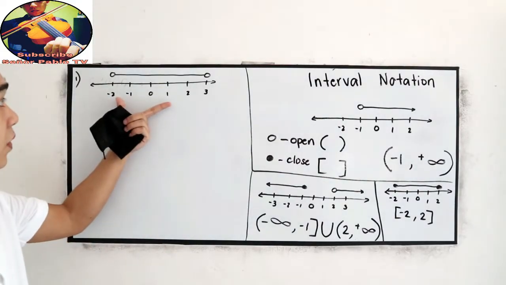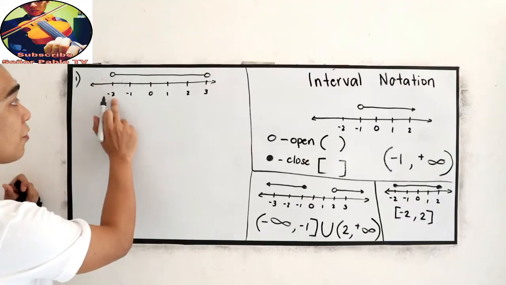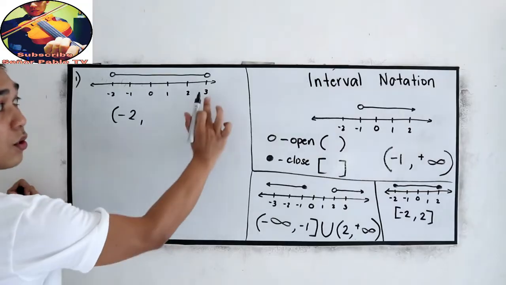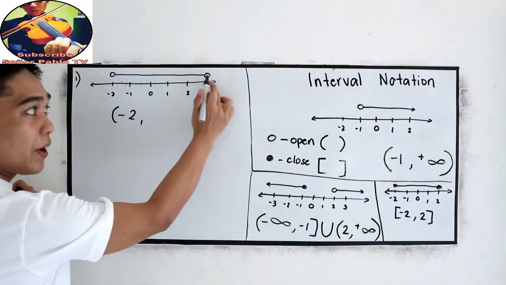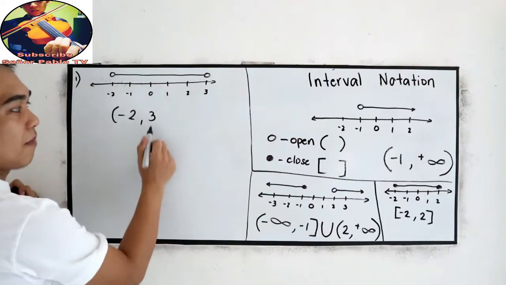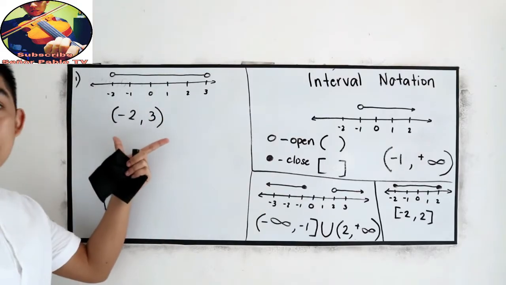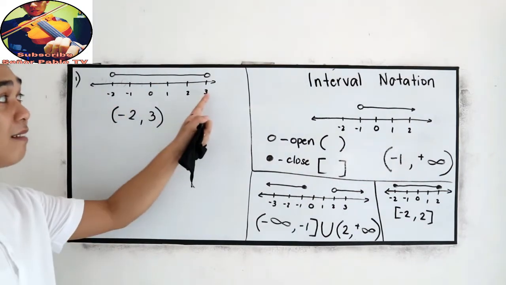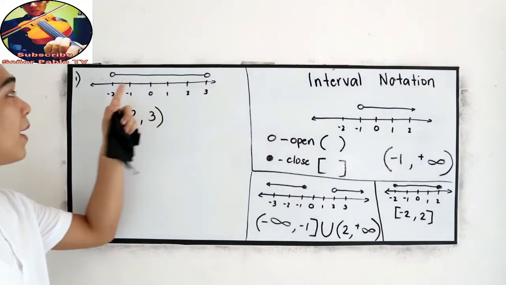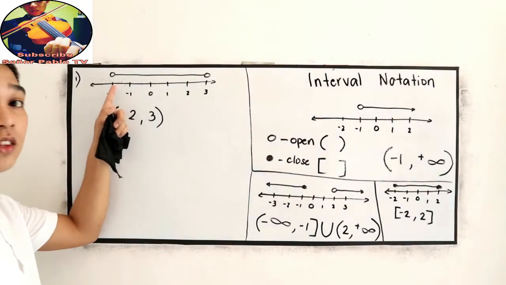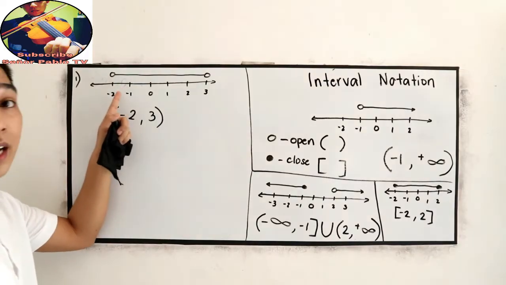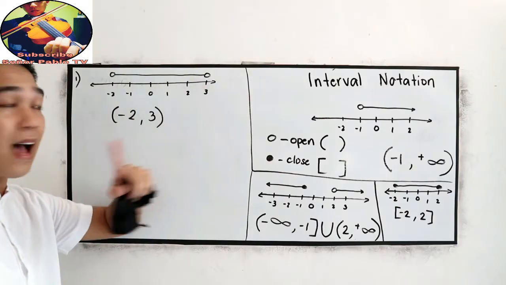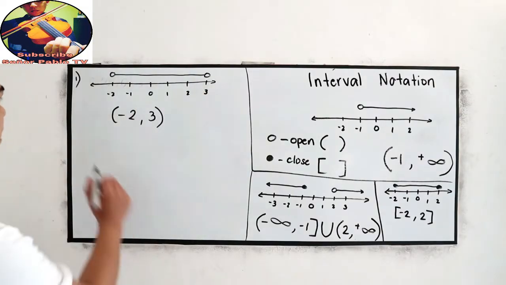Now let us try. Open to negative 2, and open to positive 3. Positive 3, that is open. That means negative 2 is not included and 3 is not included. But 1.99, 1.98, negative 1.97, negative 1.99 is included. Positive 2.99 is included, but not positive 3.